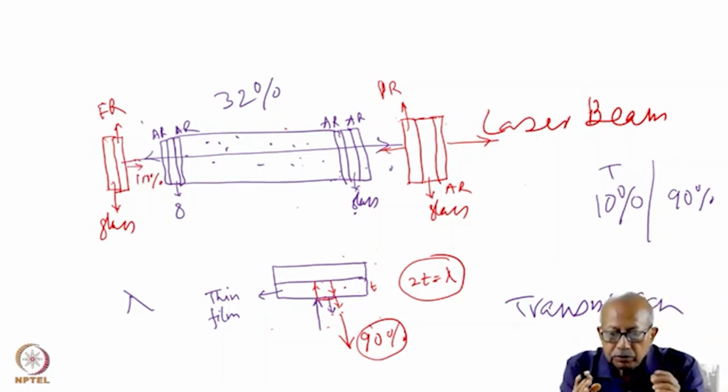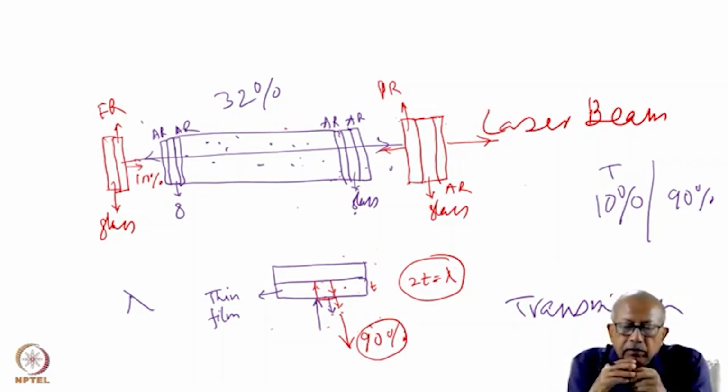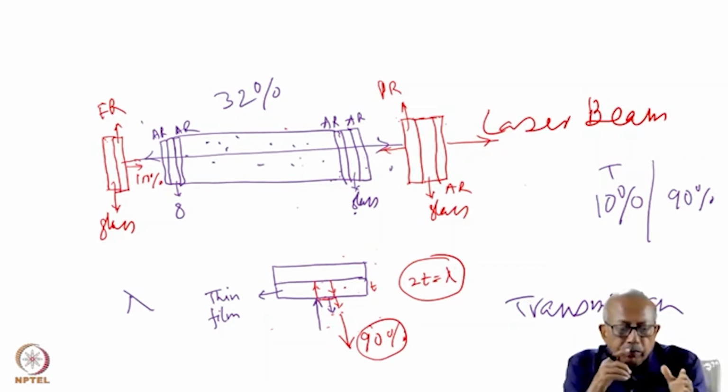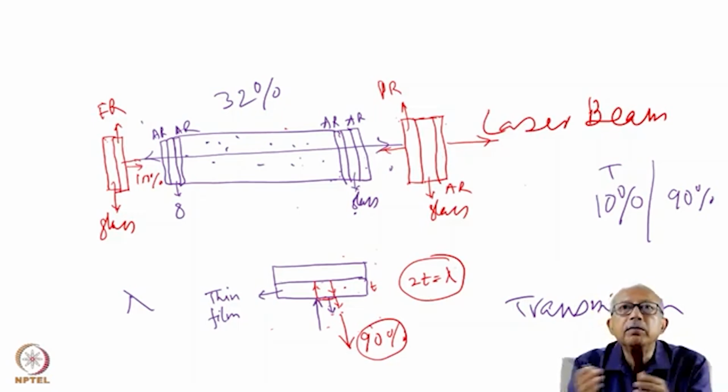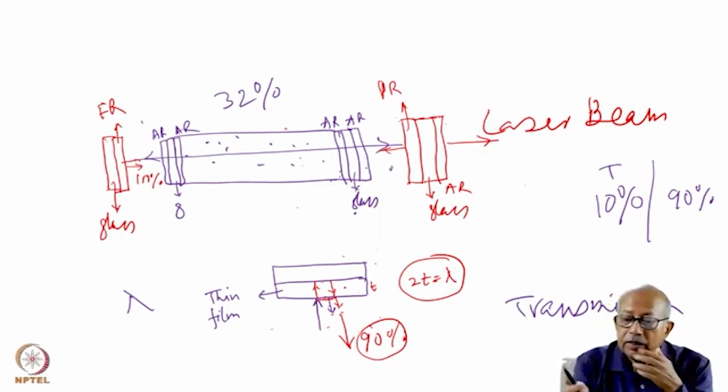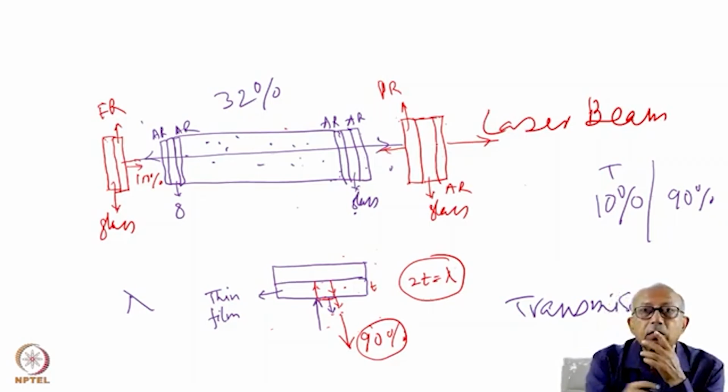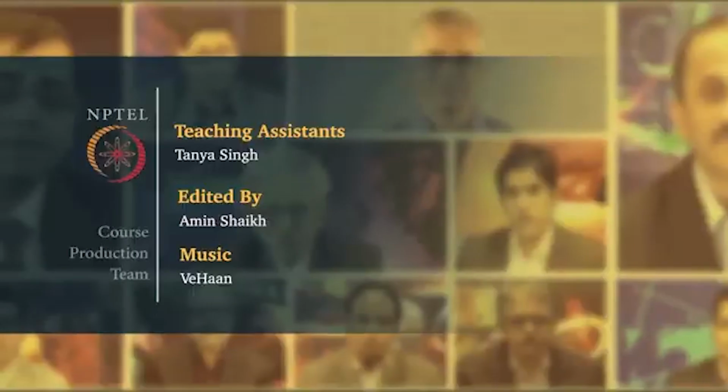So I have tried to give you a qualitative explanation, understanding as to how the interference of light property can be exploited to fabricate, manufacture a variety of laser beams. And in fact, the lasers that operate today make use of this kind of thing.